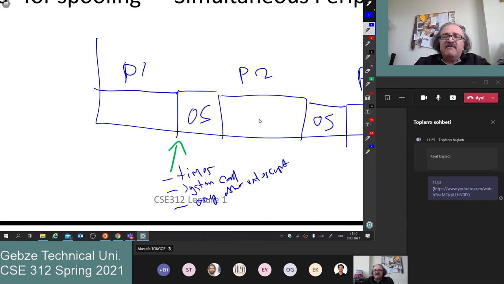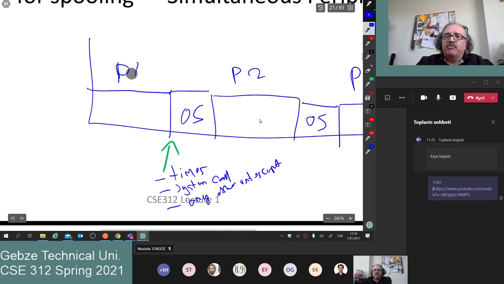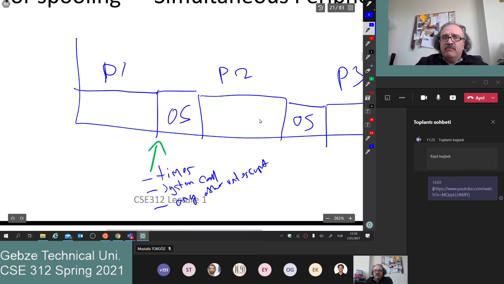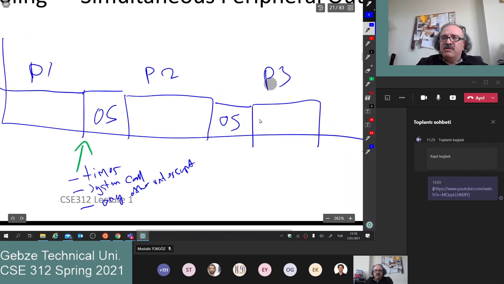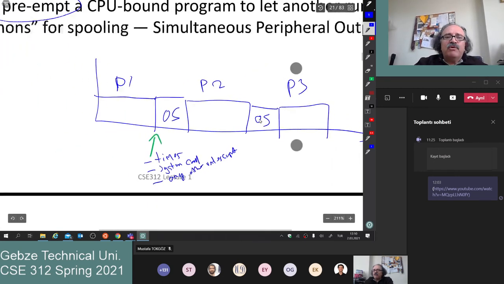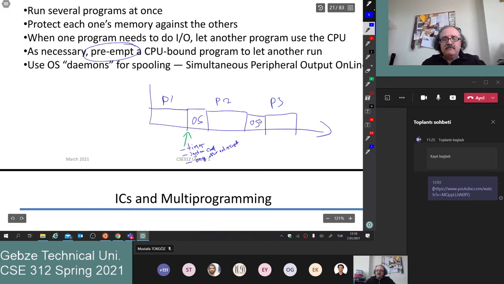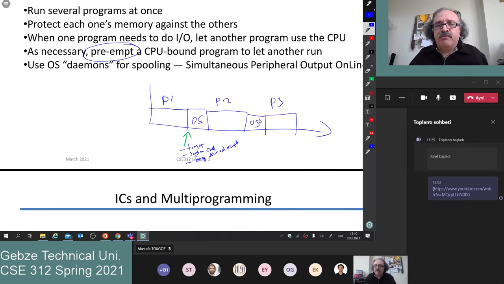But it will never go from P1 to P2 directly. The operating system is always in between. If you look at it like this, it is process P1, process OS, process P2, process OS, process P3, process OS. It will go that way. As I said before, the operating system is just a process. It's just a job. It's a privileged job, but it's just a job.